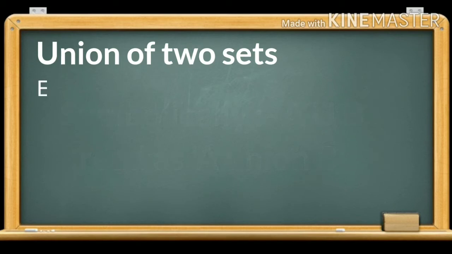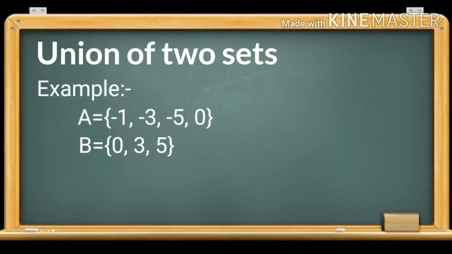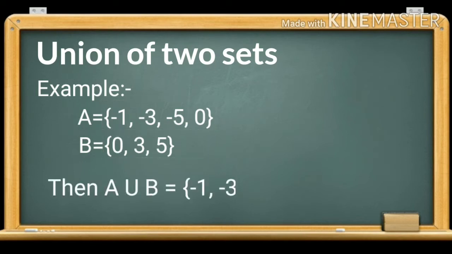Let's see one example. Let set A equal to {-1, -3, -5, 0} and set B equal to {0, 3, 5} are two sets. Then A union B is what? Union means set of all elements of sets A and B. Therefore, A union B is {-1, -3, -5, 0, 3, 5}. So, in this way we can calculate union of two sets.